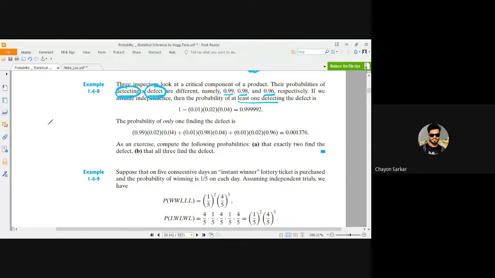So simply, this is the failure of the first one because 0.99 is a success. So 0.01 is the failure, right? Because 1 minus 0.99 is what? Do you understand?